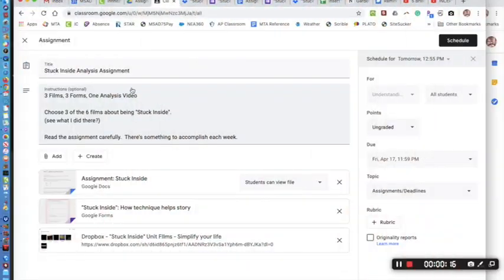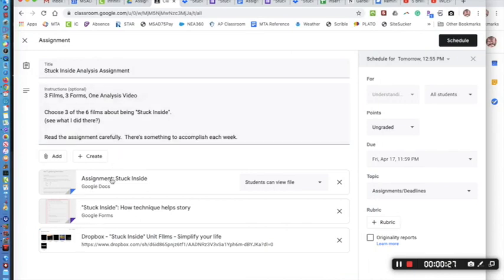Here's what it is. It's called Stuck Inside. We're all kind of stuck inside. That's why I came up with the assignment. Now, there's not a whole lot inside your Google Classroom in terms of the write-up, but there are 3 attachments down at the bottom, so be sure to scroll down and look at those.